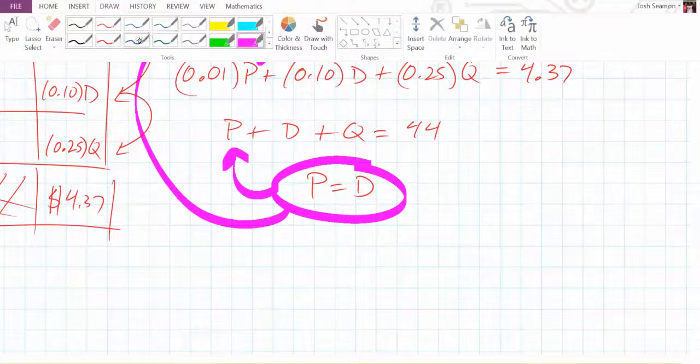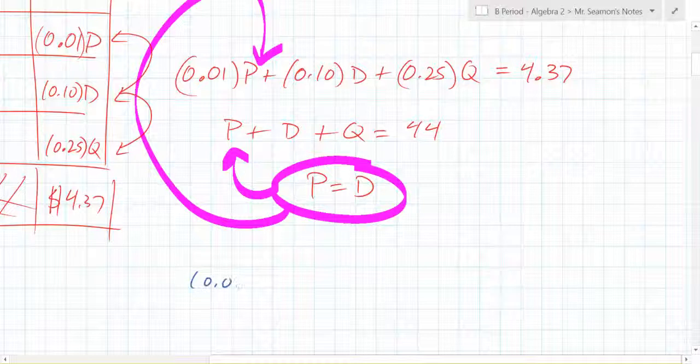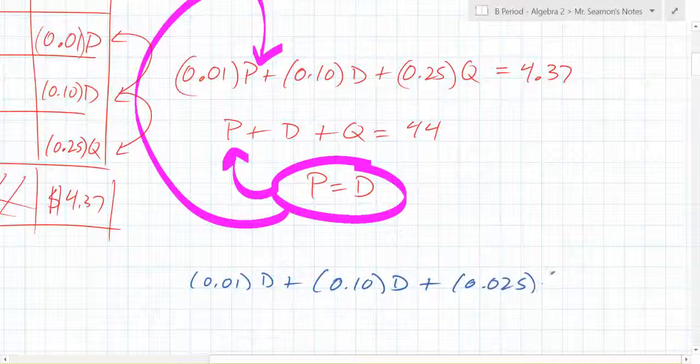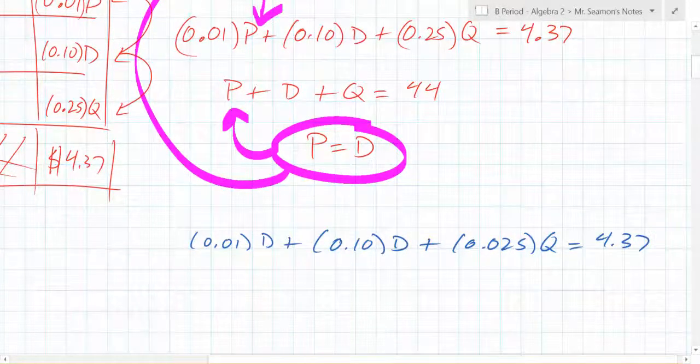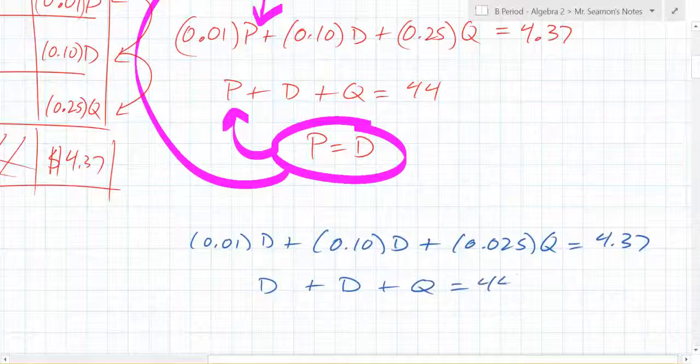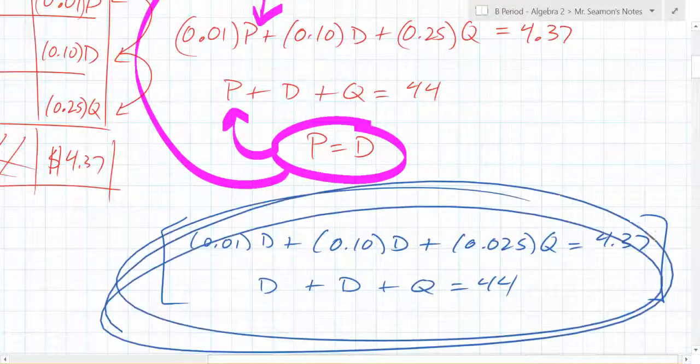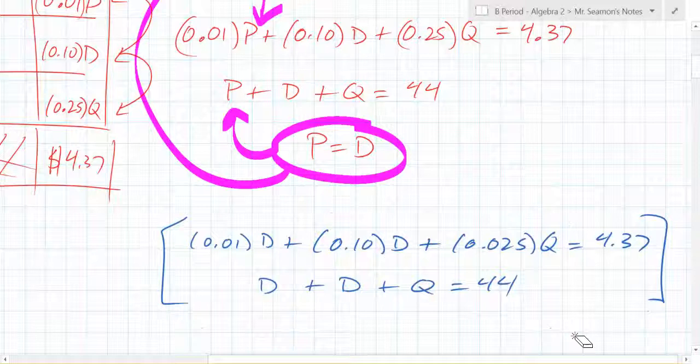So if we do this, what do I end up with? I end up with 0.01D plus 0.10D plus 0.25Q is equal to 4.37. And then what's the next one become? D plus D plus Q equals 44. How many equations is this right here? 2 equations. How many variables? 2. There's only D's and Q's, right? 2 equations, 2 variables. Is that a good thing?